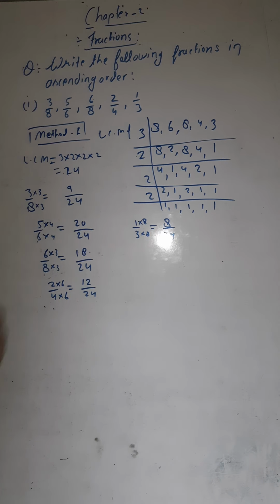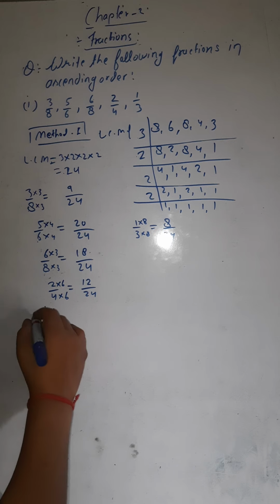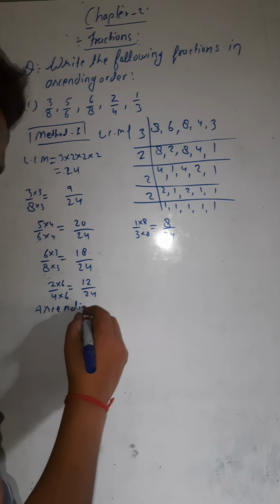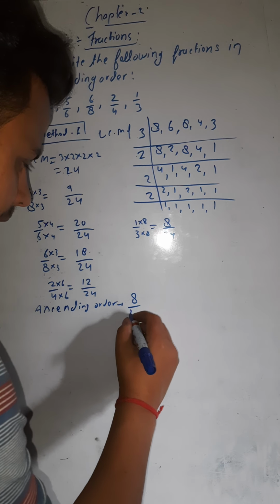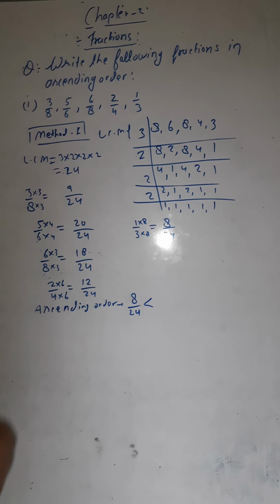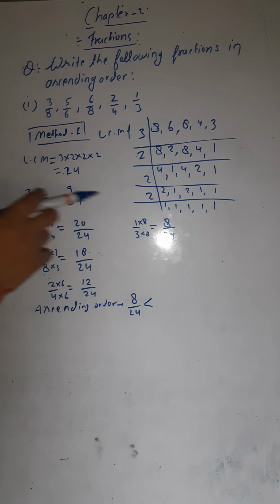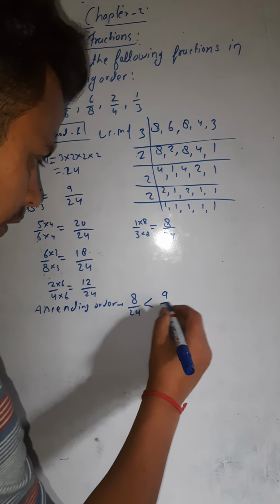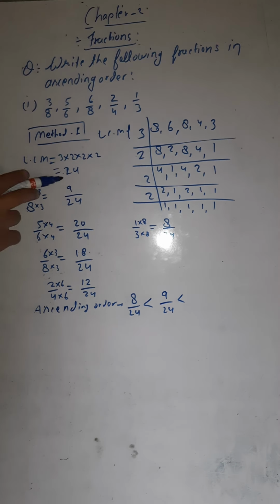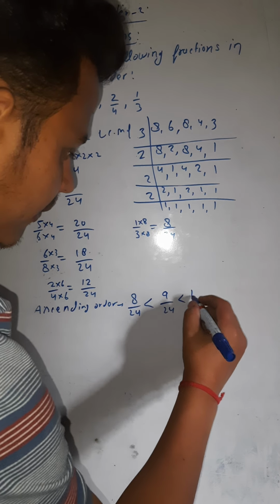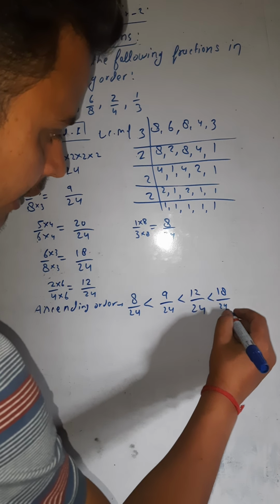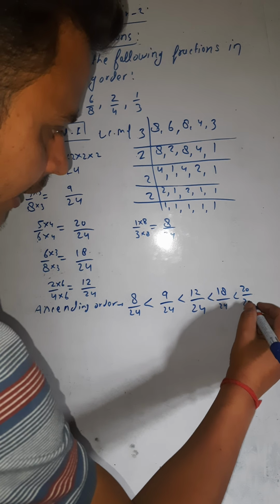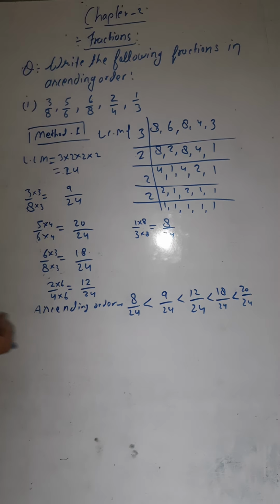So what is the least one here? 8 by 24. So write this first, in ascending order. First one would be 8 by 24, and greater than 8 by 24 would be the next one. Greater than 8 is what? 9. So 9 by 24. Then greater than this, 12 by 24. Then 18 by 24, then 20 by 24. So this is how you write the fractions in ascending order.